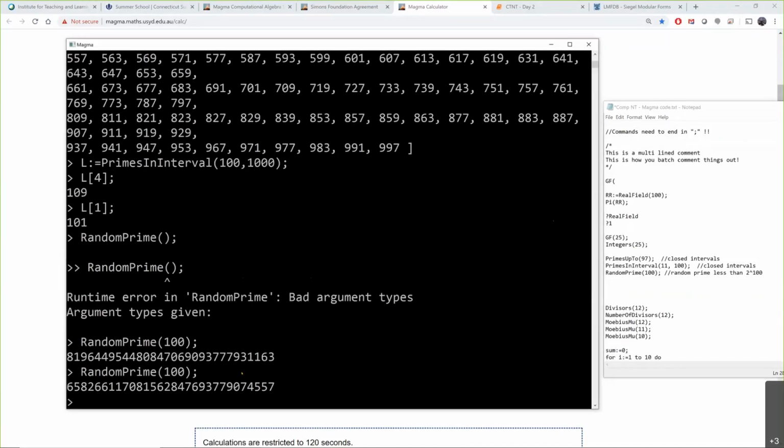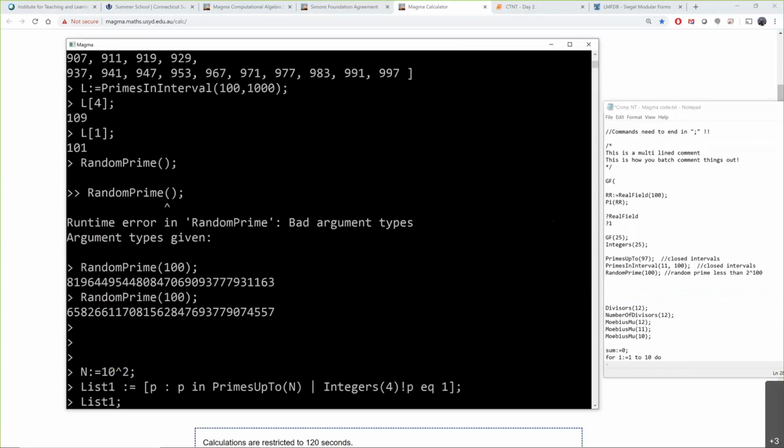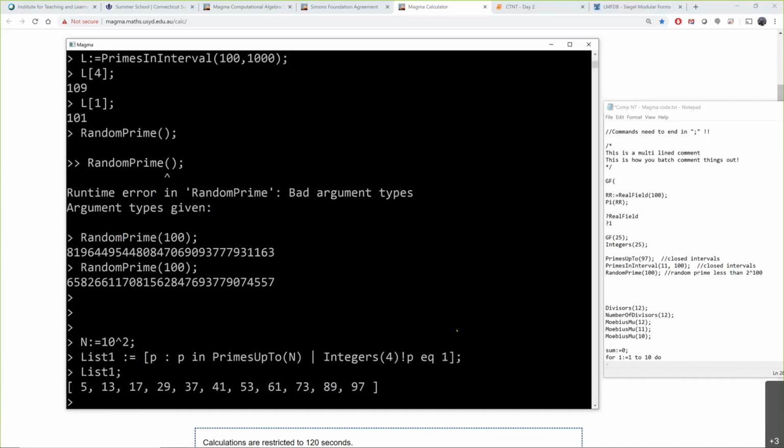I can do lists in Magma. Let me go here. Boom, boom, boom, and I can copy and paste that. So you see, I defined n to be 100, and then I'm making a list of primes up to 100 such that, what does this mean? Remember those were integers modulo 4, so it's a prime, so I'm considering p mod 4, and that has to be 1. So this list is the primes that are 1 mod 4 in our list of primes.